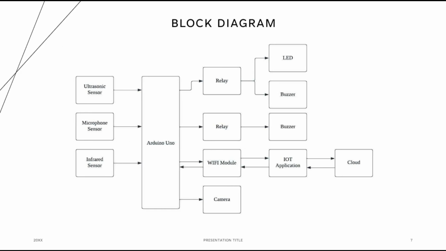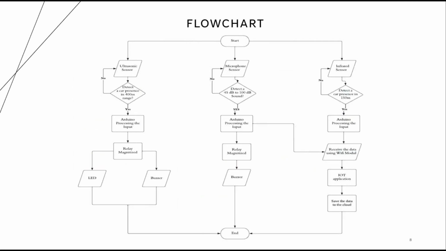Next is the block diagram. Arduino Uno is in the middle with the three sensors, which are the ultrasonic sensor, microphone sensor, and infrared sensor, giving input into the Arduino Uno. Next, we have two relays, which are the output from the Arduino Uno, which will turn on the LED and the buzzer. Next, we have a camera as an output from the Arduino Uno. Lastly, we have the Wi-Fi module, which goes back and forth between the Arduino Uno, the IoT application, and also the cloud.